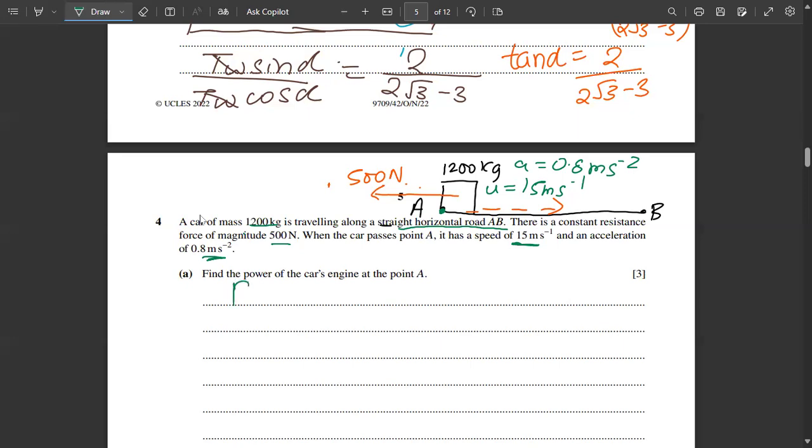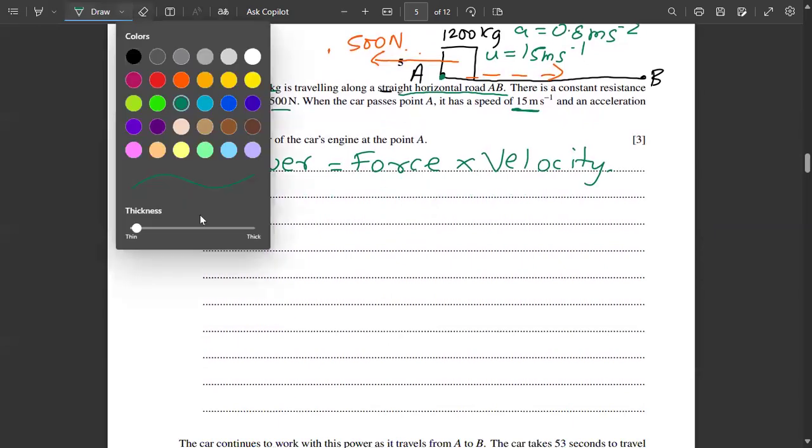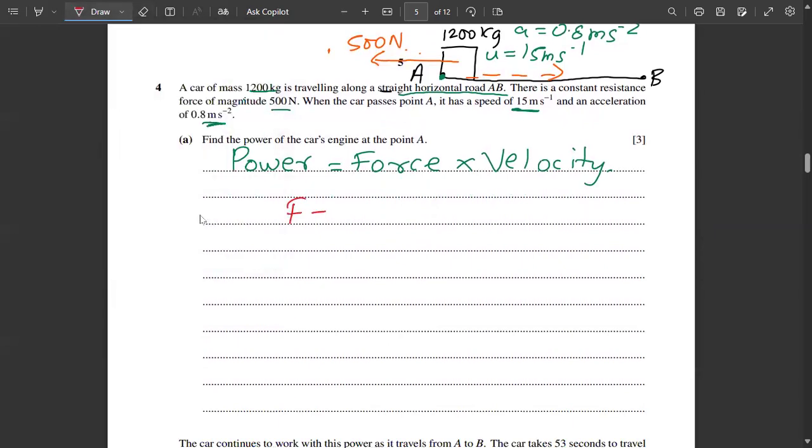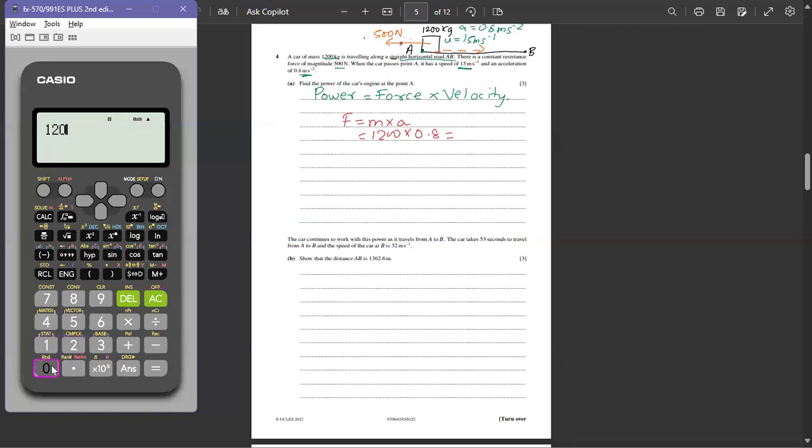Power has a very basic formula. Power is equal to force times velocity. So first we'll have to understand what the force is. To derive force, we have the formula force is equal to mass times acceleration. So what is the mass of the car? 1200 times what is the acceleration? 0.8. So force will be 1200 times 0.8. If I put that in the calculator, the answer will be 960. So the force is 960 Newton.